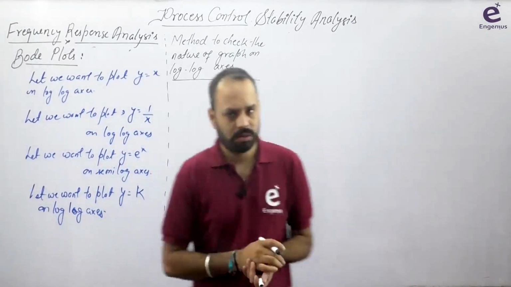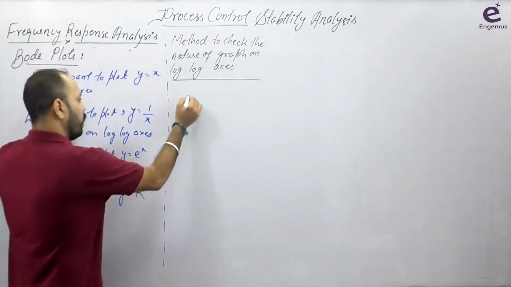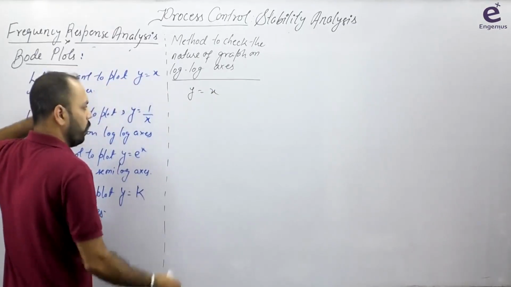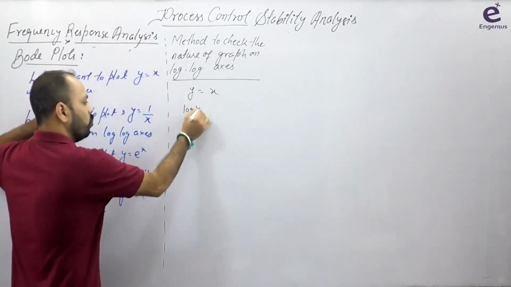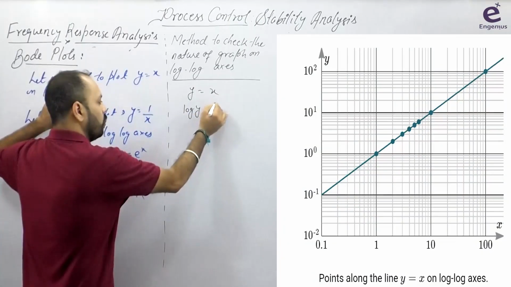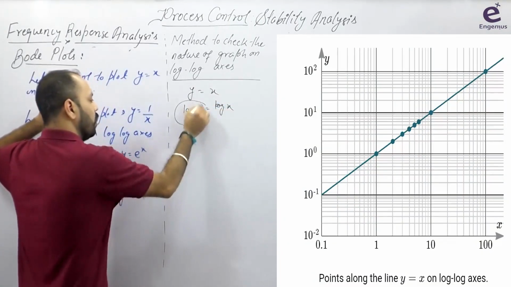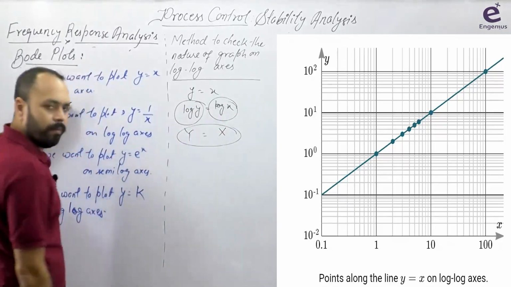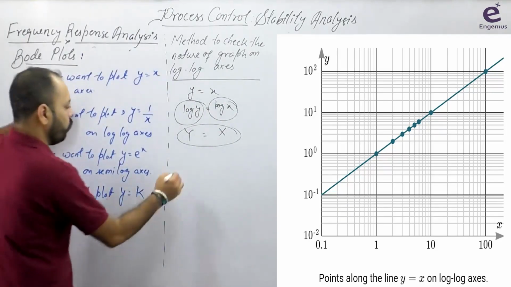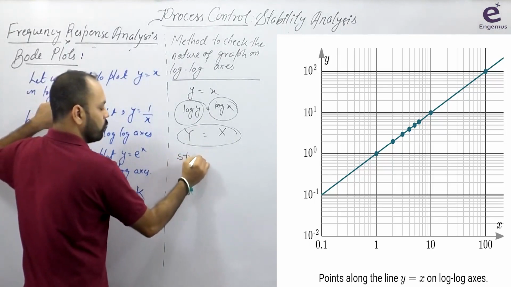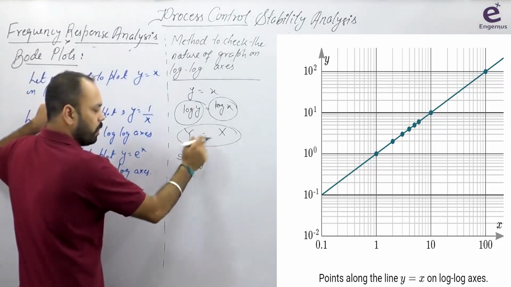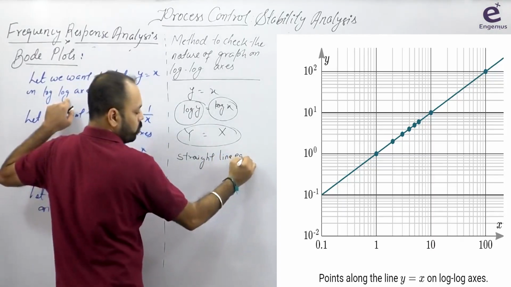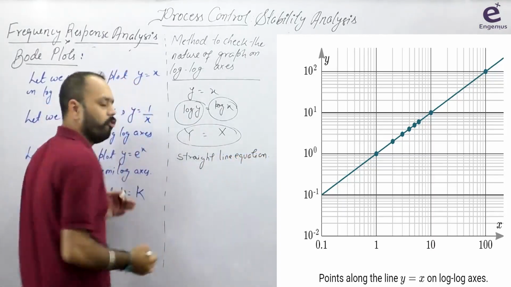Suppose you want to plot y is equal to x on log axis. Write y is equal to x. Do one thing: take log on both sides. Don't solve it, just take log on both sides. Now consider this as some variable y, and this as some variable x. What is the equation? y is equal to x. It means on the log graph, the equation y is equal to x will be a straight line, because y equal to x is the equation of a straight line. Very simple to check.